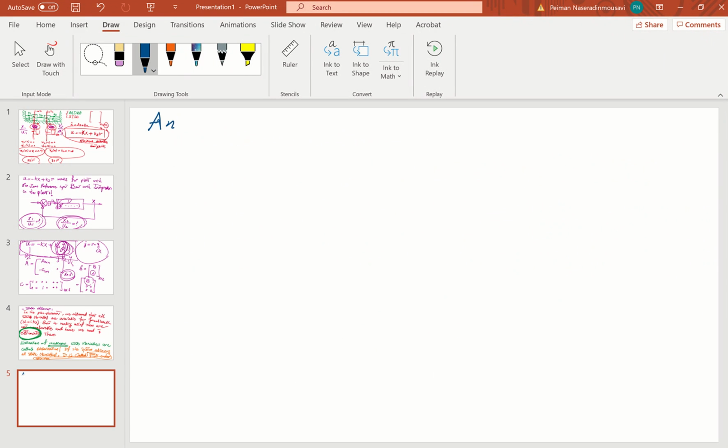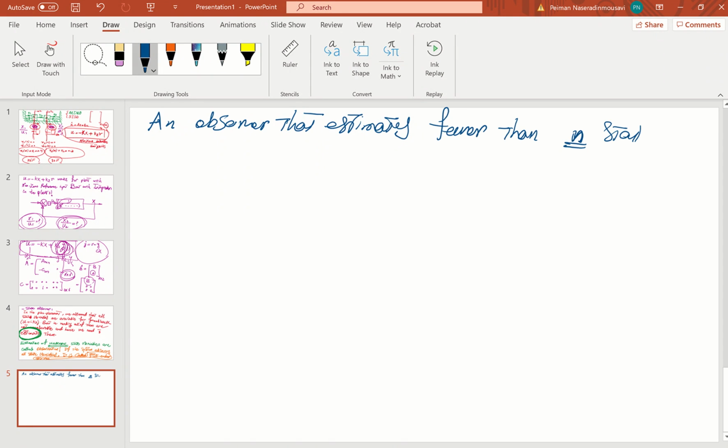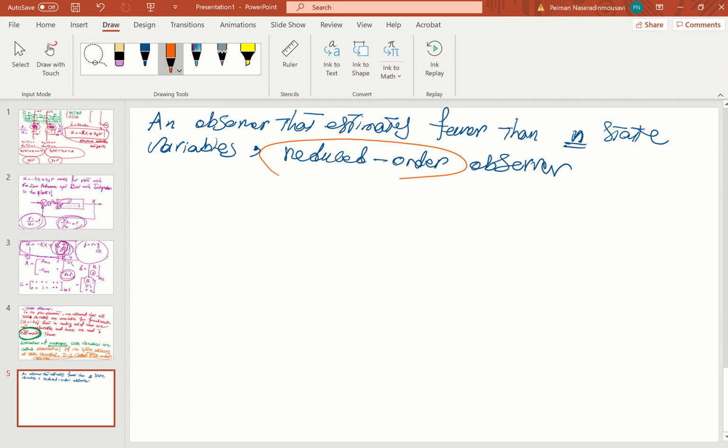So an observer that estimates fewer than n state variables, for an nth order system with n state variables, is named a reduced order observer. Reduced order, so full order observer and reduced order observer.